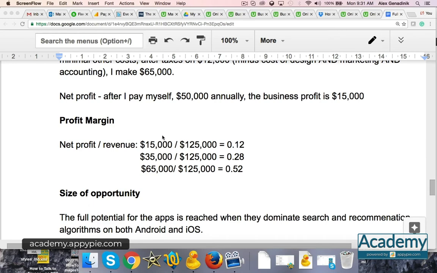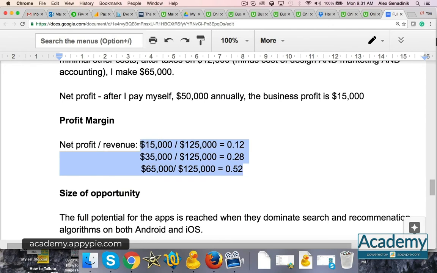Now I want to show you an example of how to add the profit margin section into your business plan. And here's the actual formula. You take your net profit divided by revenue, and here are three examples. Usually in your business plan you would just have one.